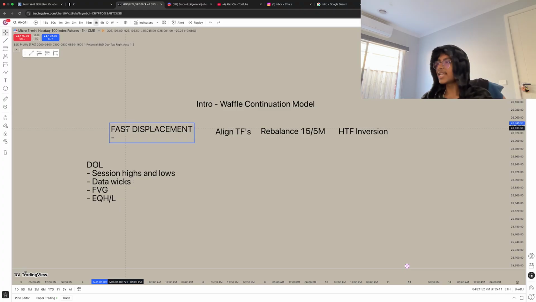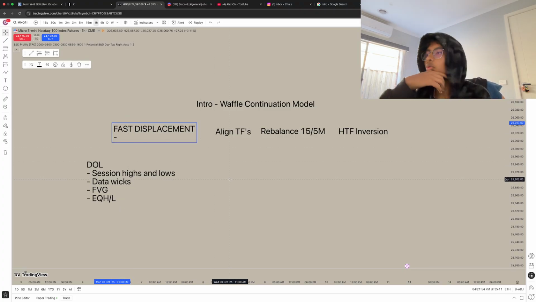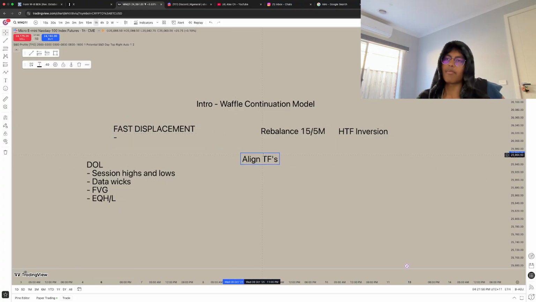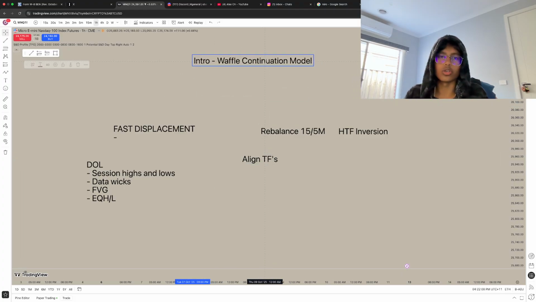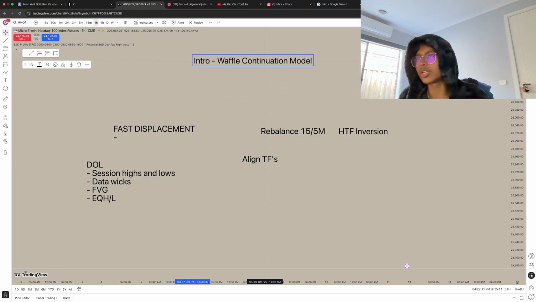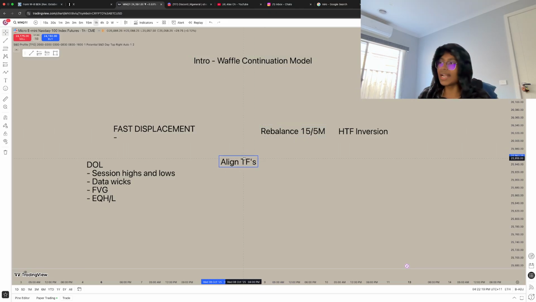All right. So the next thing I look for in my continuation model is aligning the time frames. This is again one of the most important things. Being able to align the higher time frame with the lower time frame will save you so many losses. It just means going with the trend, because the whole point of a continuation model is to just go with the trend. You're not trying to go against the trend, not trying to do anything crazy. Just go with the trend, take your 1-to-1 RR trades and make your money. That's pretty much it. It's not that complicated, but you want to be aligning the higher time frame.